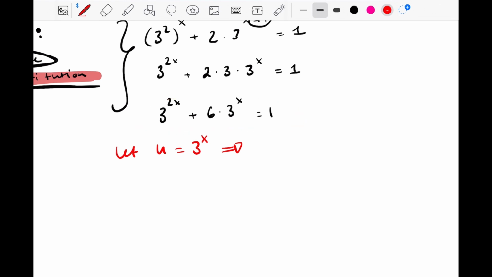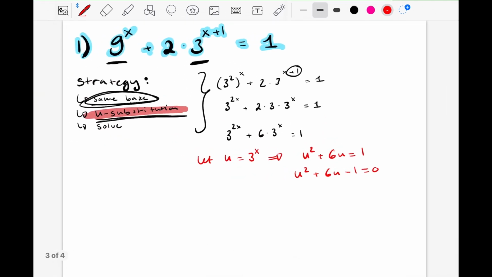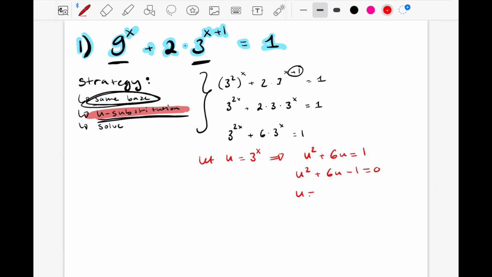So 3 to the power of 2x is the same thing as 3 to the power of x, all to the power of 2, right? Don't forget the exponent laws. And so we write this as u squared plus 6u is equal to 1. If we simplify this further, we get this equation. And based off this, if you use the quadratic formula, you know that u is either -3 plus or minus the square root of 10.